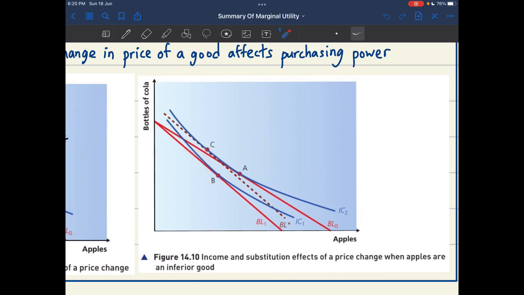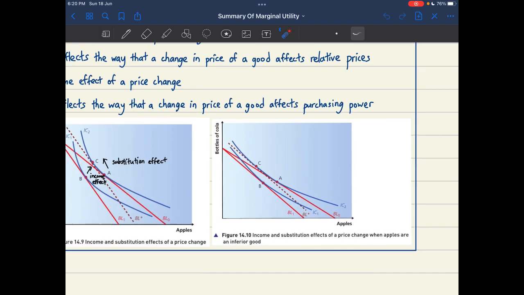And then from A to C, this is when you want total utility to be the same, and you would purchase given that the prices of apples have now increased. But then let's say you have an increase in budget, and you want to match the same IC2 curve as before, the amount of apples and cola that you can purchase. Now you can see that because apples are inferior goods, when there's an increase in income, you buy less of apples and more of cola. All right, so that's how it works for both the indifference curve and also the budget line.